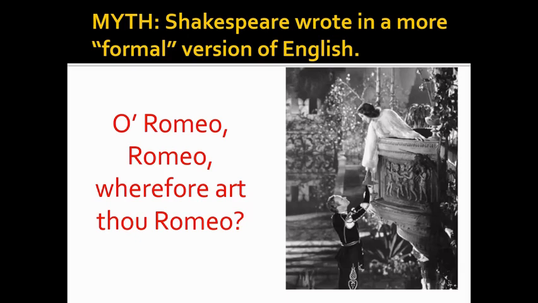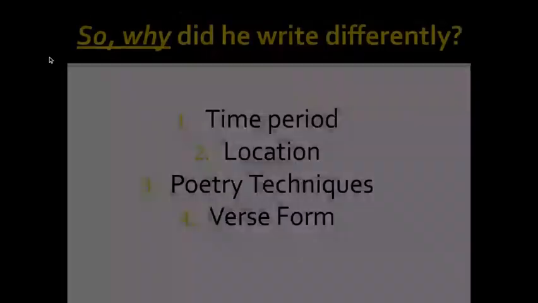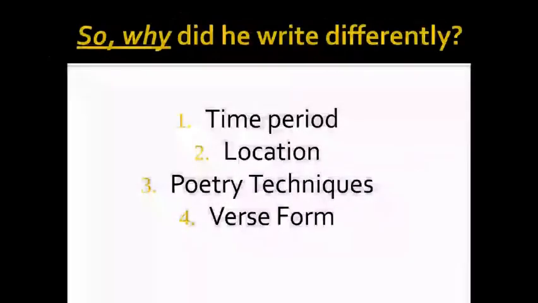I think most of us know art and thou. But regardless, these were words that people just would have used at the time. The language has changed. And so, why did he write so differently? Why is a phrase like that so hard for us to understand without knowing how to translate the words?